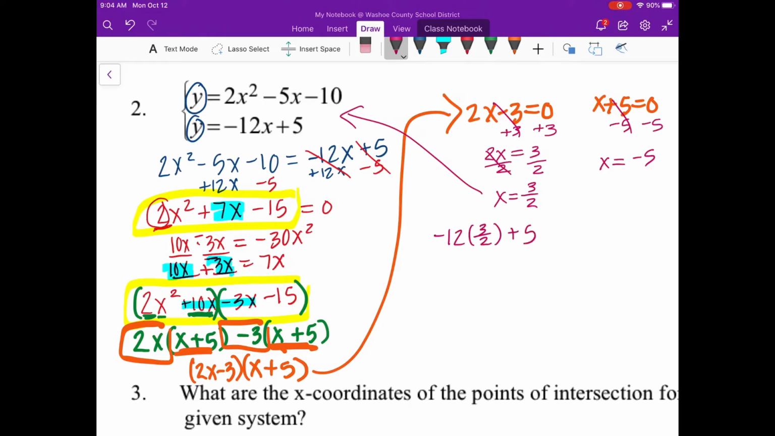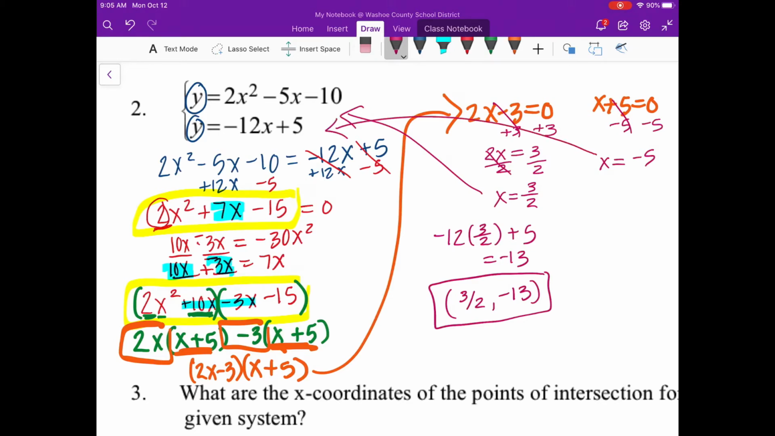And just be careful that you are using your calculator here, because you may not like fractions, and we don't want to mess that up, okay? So then here I end up with a -13. So my first point of intersection is 3/2, -13. Again, if you prefer to have a decimal answer, that's totally fine.